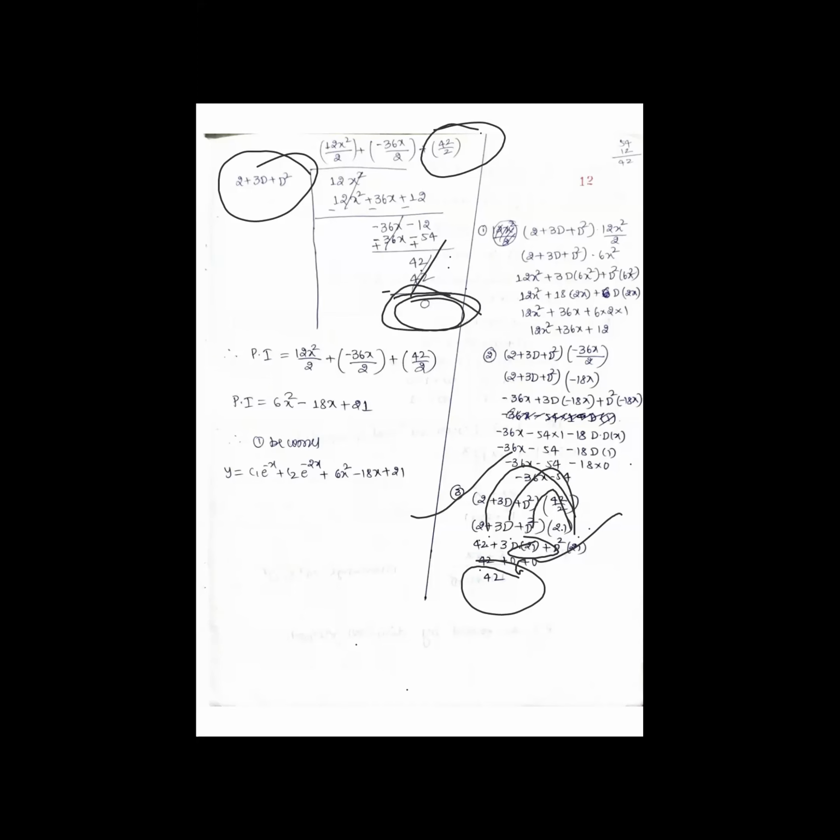Okay. So what is our particular integral now? The particular integral is the quotient. So what is the quotient? This is the quotient. This is a constant. That is, particular integral is equal to 12x square divided by 2 plus minus 36x divided by 2 plus 42 divided by 2.